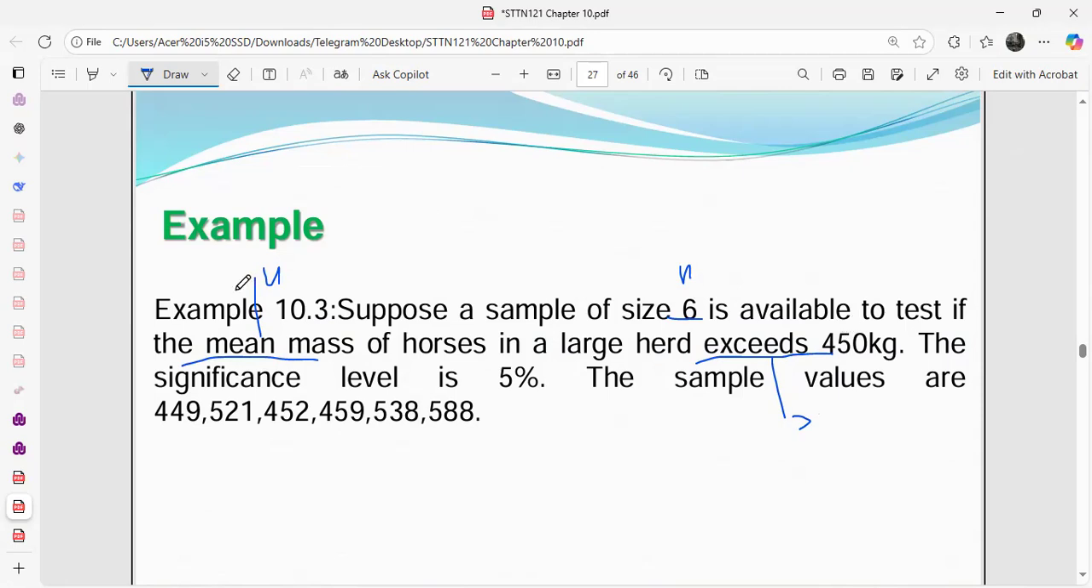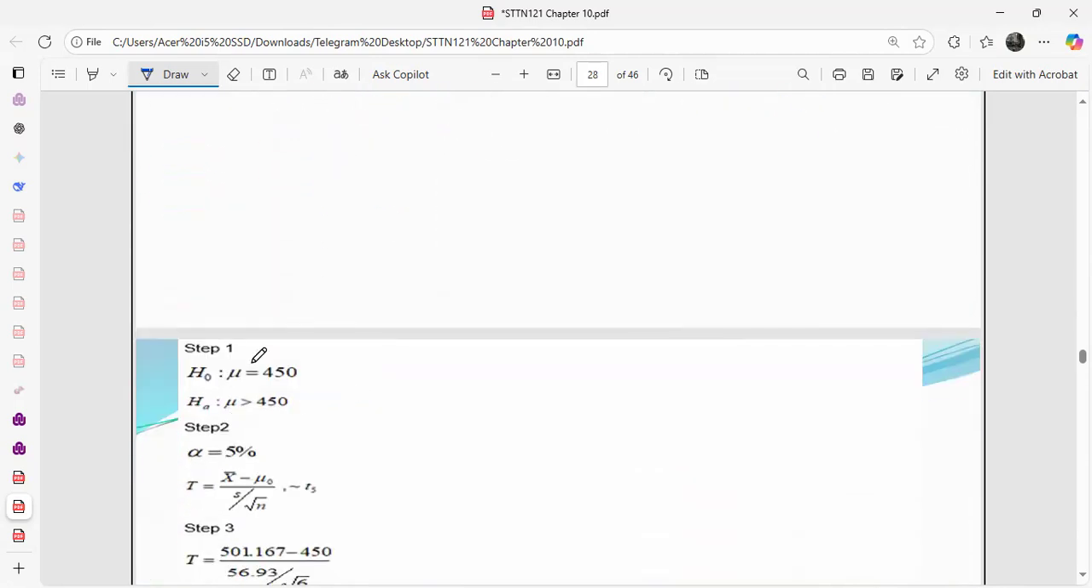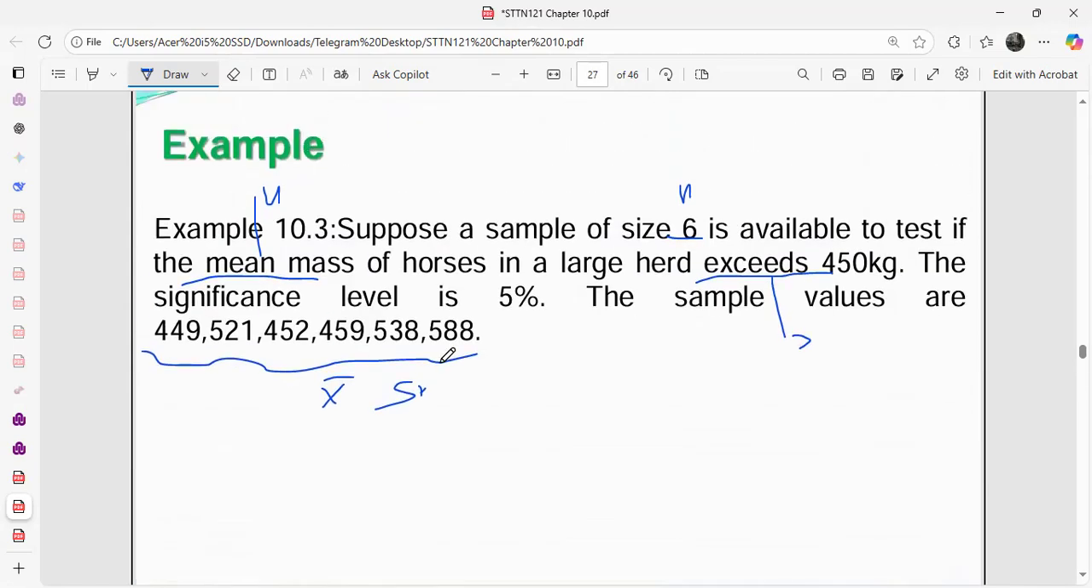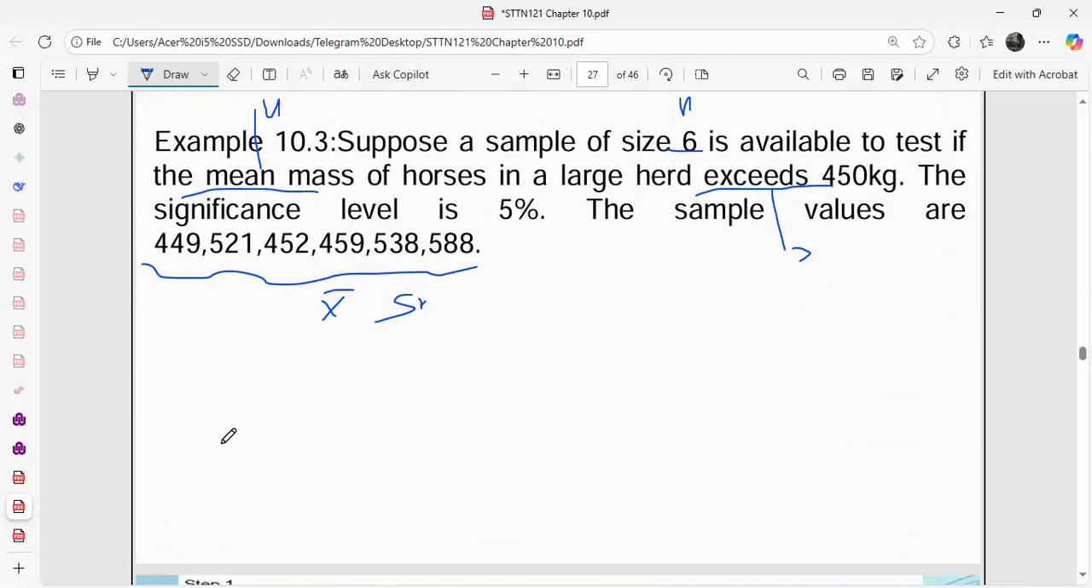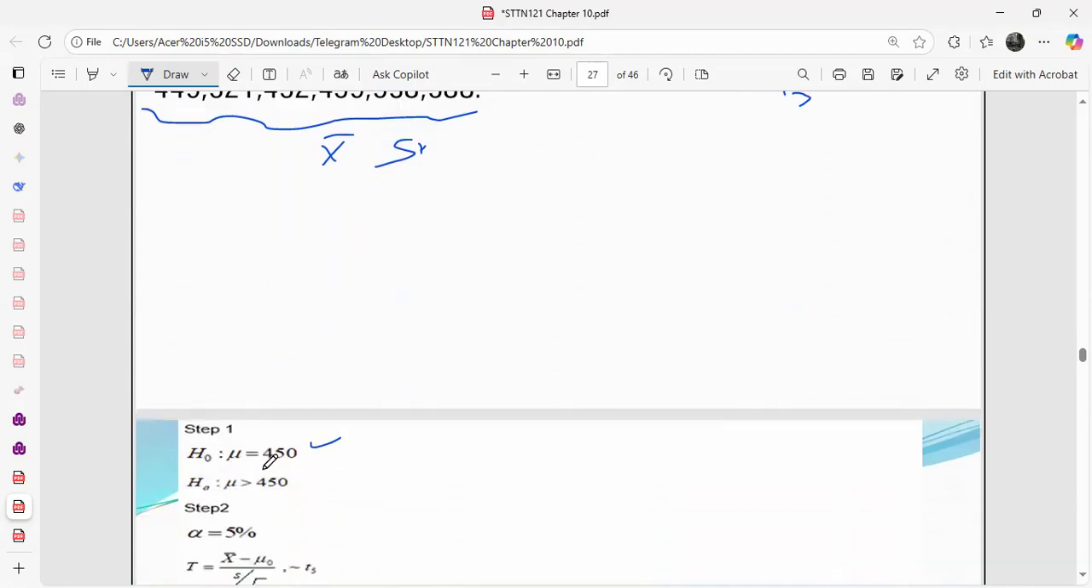450 will be the one for the population mean. It means here, from this data, you need to find the x bar, the sample mean. You also need to find the sample standard deviation, s. So you know that under the alternative, it is not equal to 450. Remember I said the null hypothesis, we always use the equal sign. Alternative, in this case, it was greater than because of the word exceeds. So it was greater than here, greater than.